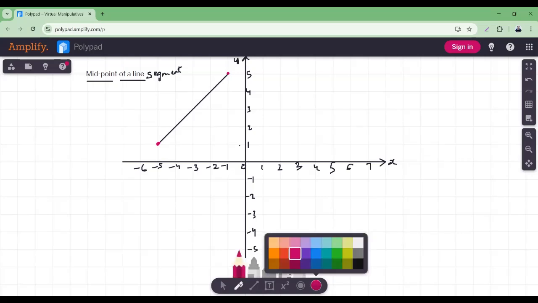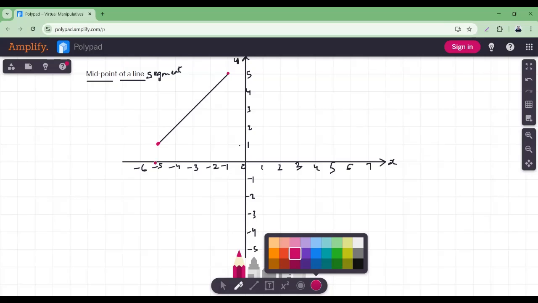Let's learn by plotting the coordinate points, and let's also use the Pythagoras theorem. If you do not know the Pythagoras theorem formula, go ahead and learn about that from my channel. Now we have to find the midpoint of this. By looking at this directly, of course, I can find it. But what if some lines are not easy to solve this way? How do we do that?